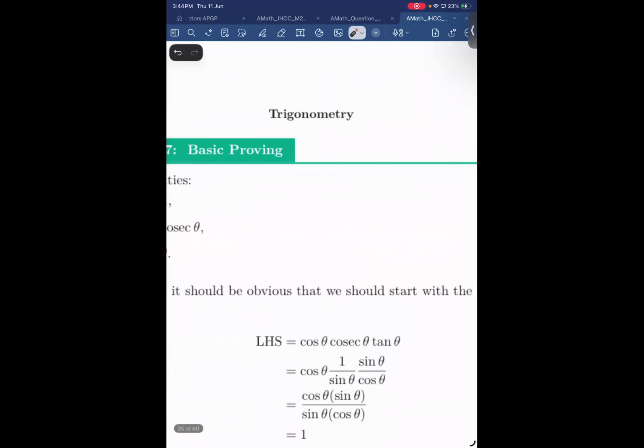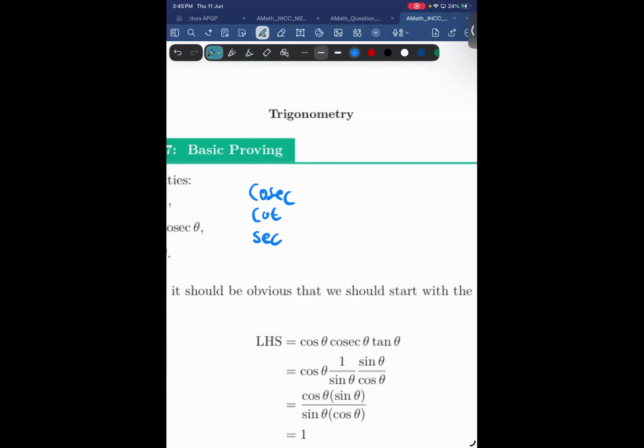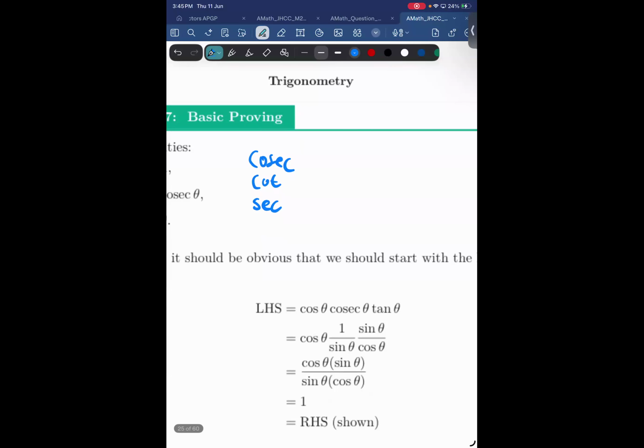The first one: cosine theta, cosecant theta, tangent theta equals 1. When you see tangent with sine or cosine, what you should do is write tangent in terms of sine and cosine. And any kind of reciprocal function, which means cosecant, cotangent, or secant, if you see any of these, you should try and write it in terms of sine or cosine. Tangent also if necessary. Once you do that, this one becomes very easy. You will just cancel everything and it becomes 1.